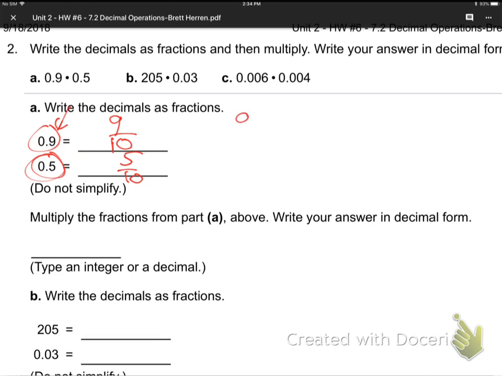So now you're going to multiply those 9/10 times 5/10. We'll multiply them as fractions and see the decimal truth. How do you multiply two fractions? You just go straight across, right? 5 times 9 is 45. 10 times 10 is 100.